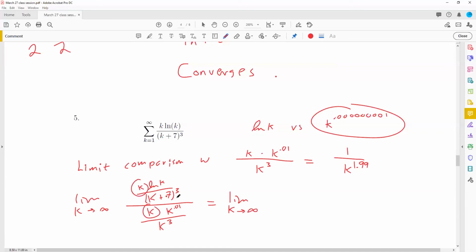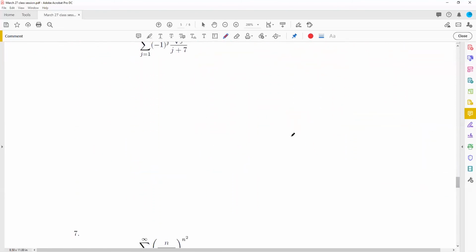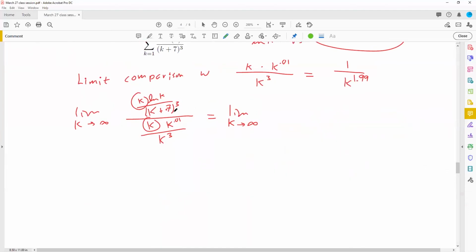This and this just cancel each other off. And these cubes also cancel each other off. Those also just cancel each other off, just like that. And so then you're really just left with log k over k to the 0.01. If you try L'Hopital's rule, you get 0 pretty quickly. So that's going to be 0.